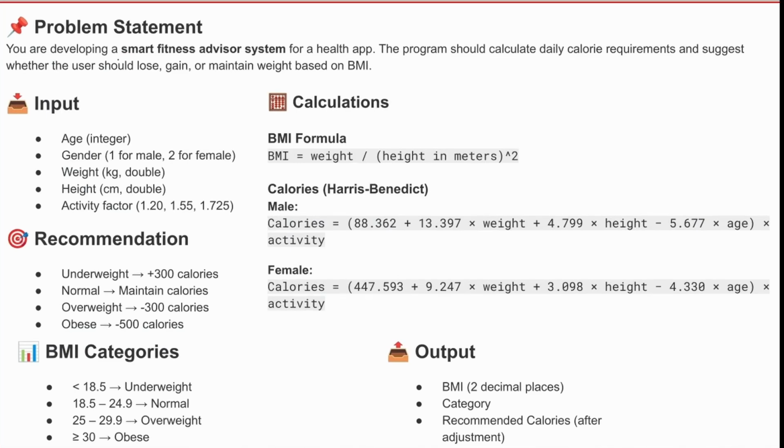So here we are going to develop a smart fitness advisor system for a health app that will calculate the daily calorie requirements and suggest to a user that they should lose, gain or maintain weight based on the BMI.